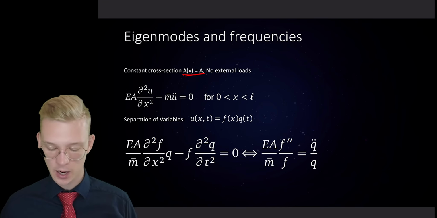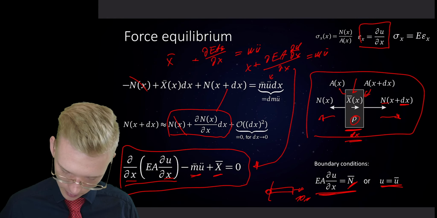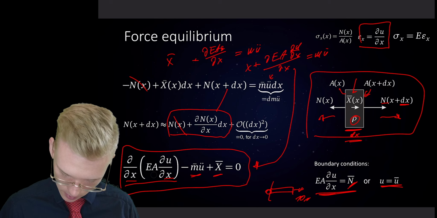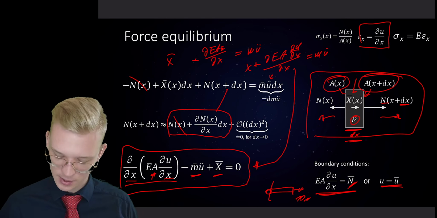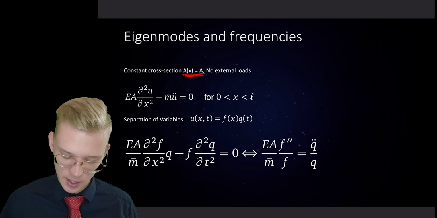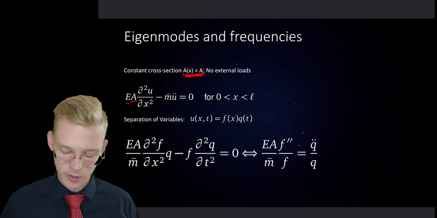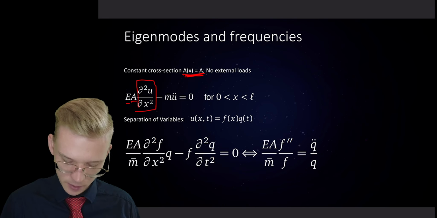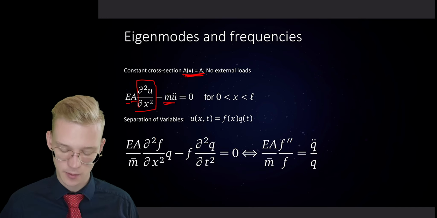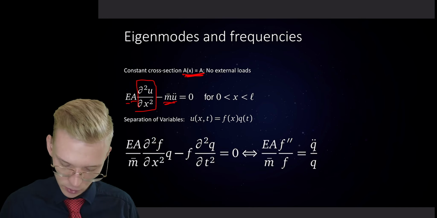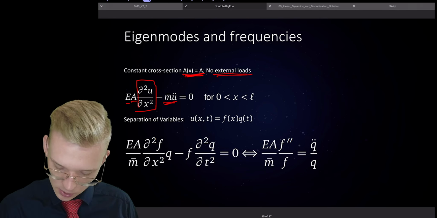Let's propose that our area is constant. So we can remove the area that we had before, since this one and this one are the same. So we have a constant area, and that means the Young's modulus is not dependent on x. The area is not dependent on x. We just have du dx, and we derive it twice. Then the mass is equal to m times u double dot, and we propose no external loads.